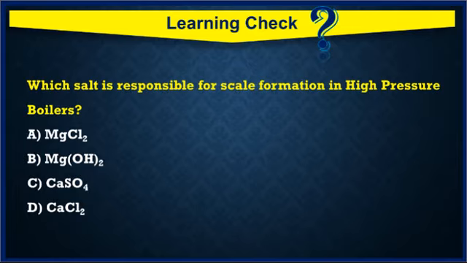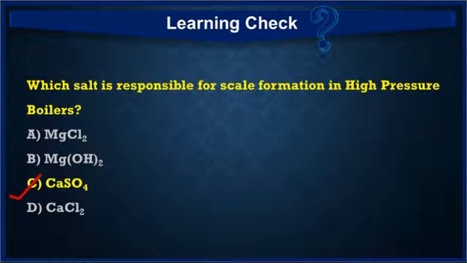That's all for today. So before ending the video, the learning check time. Read out the question displaying on your screen and think about that. Which salt is responsible for scale formation in high pressure boilers? Magnesium chloride, magnesium hydroxide, calcium sulfate and calcium chloride. Yes, you are correct. Option C, calcium sulfate is the correct option for scale formation in the high pressure boilers.